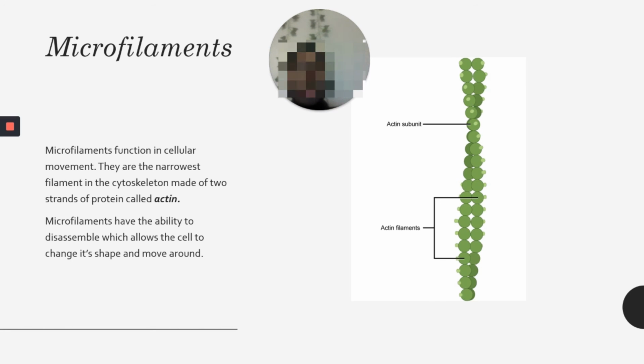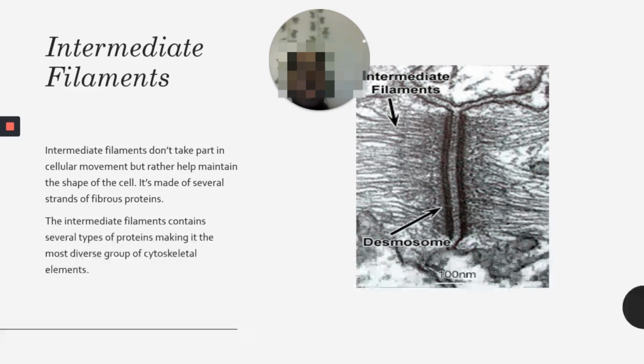Microfilaments are kind of like rough, and they can disassemble, which allows the cell to kind of like change its shape and move around. And this allows cells like white blood cells to move to an area with an infection inside of you, and then it kind of like engulfs that bacteria through a process called phagocytosis. Up next, we have our intermediate filaments. Now, unlike your microfilaments and your microtubules, which we'll be talking about next, your intermediate filaments don't have anything to do with cellular movement, but they rather maintain the shape of the cell.